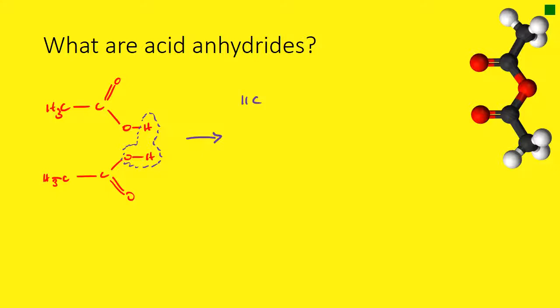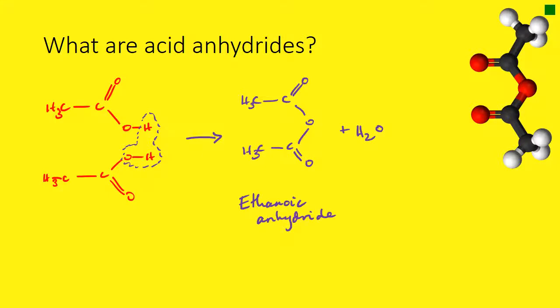So let's just draw that out. We'll make an ester link, like so. And we have our water molecule there that was made on the left hand, and we've made ethanoic anhydride. This is ethanoic anhydride. So there we have it.